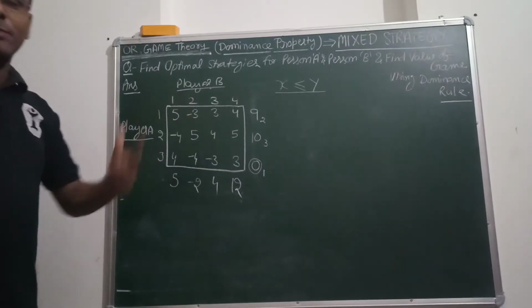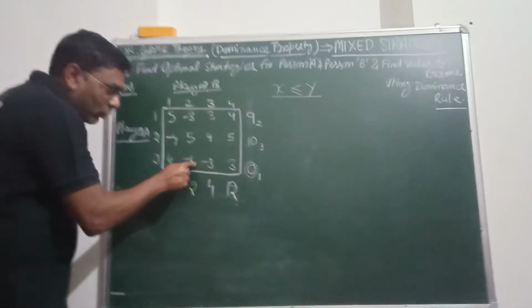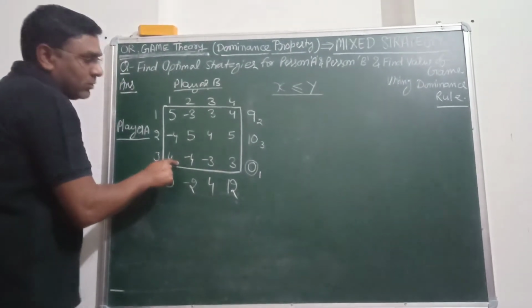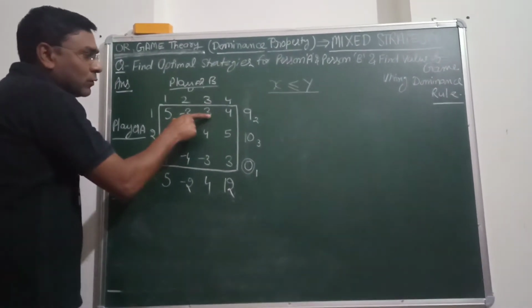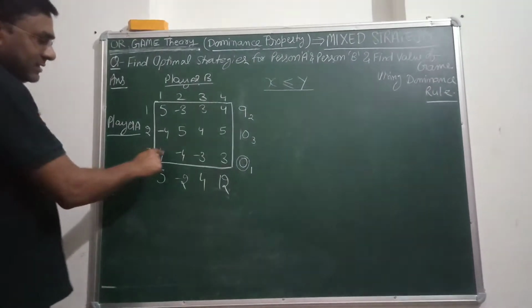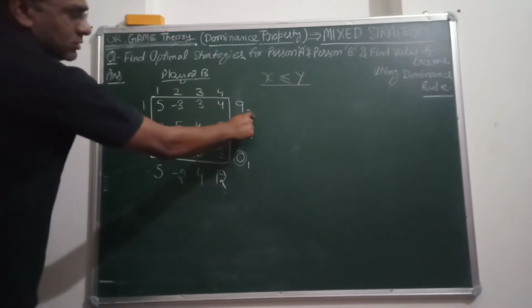Okay, and use the principle. Now what is the principle? If we have to eliminate this row, the values of this row must be lower than or equal to the entries of the corresponding row. So let us compare these values with row 1. Okay, as this is the second number.